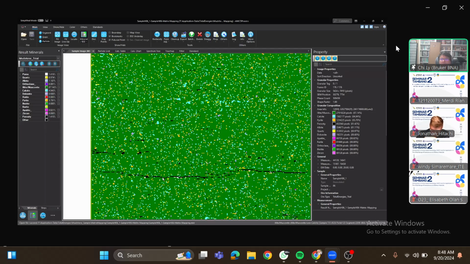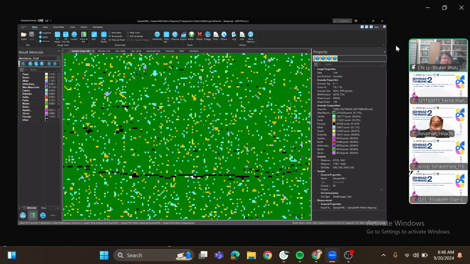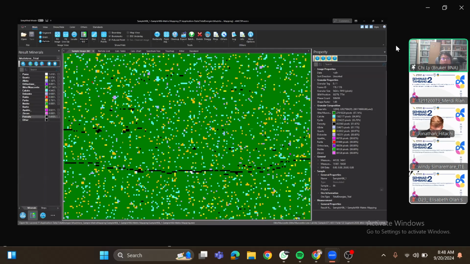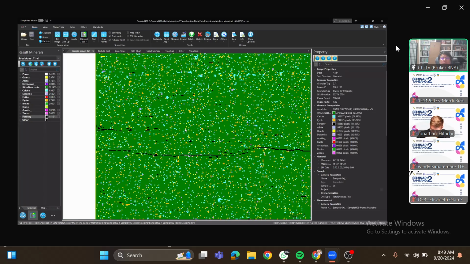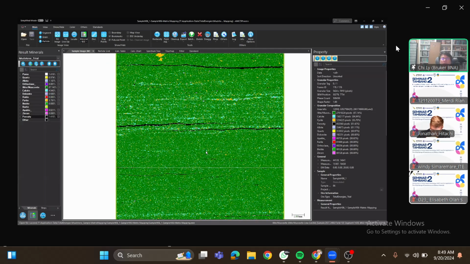Even though it's an open space, we understand that this is actually open space, but AMICS actually recognizes it as porosity. And so from that one analysis of this core piece, you're not just getting the mineralogy, you're also getting the morphology. So you get the grain size, you get the grain shape within the sample.